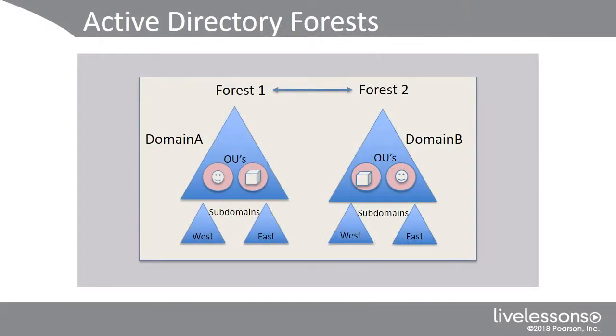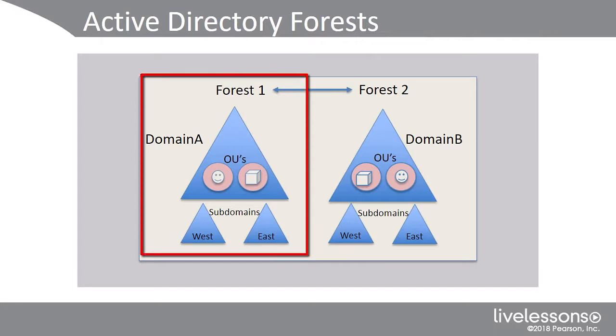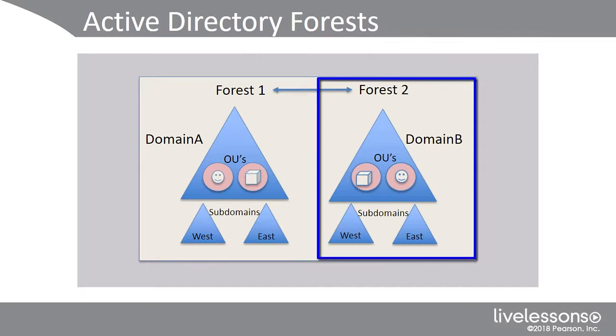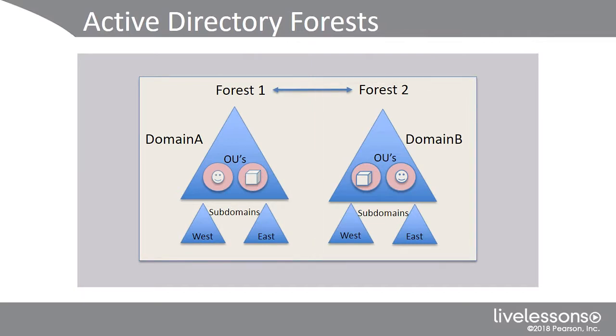Previously, we talked about a single forest that has multiple domains in it. Now, we've changed that up a little bit. We have forest 1, which contains domain A, and forest 2, which contains domain B. We still have our domain trees. We still have our forest root domains. We still have the subdomains that have the parent-child relationship. We still have the containers, including the OUs. All that good stuff is the same.